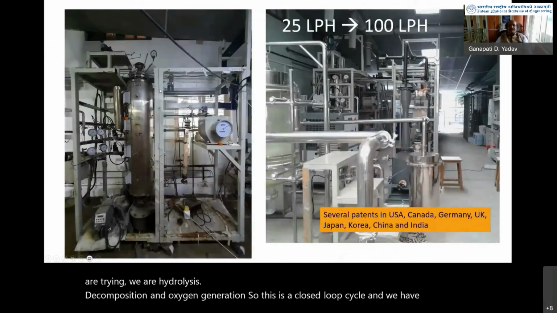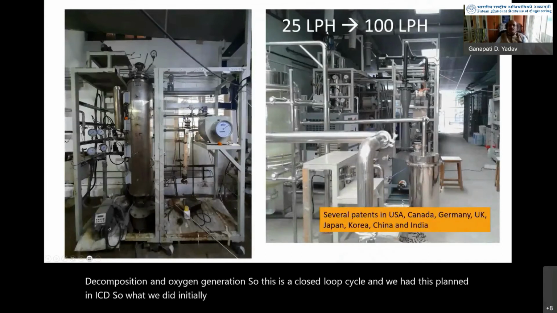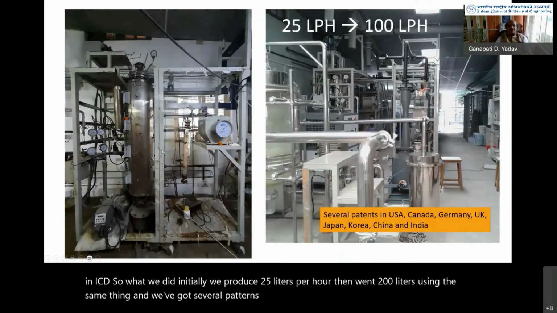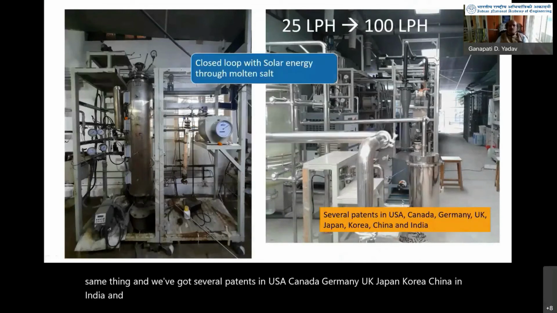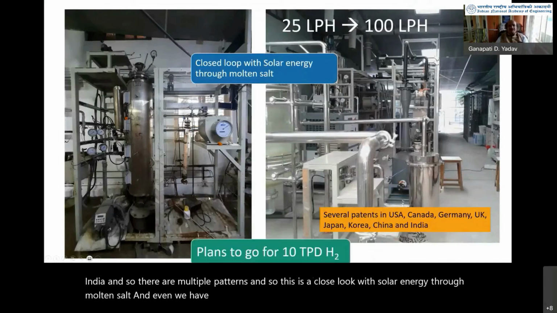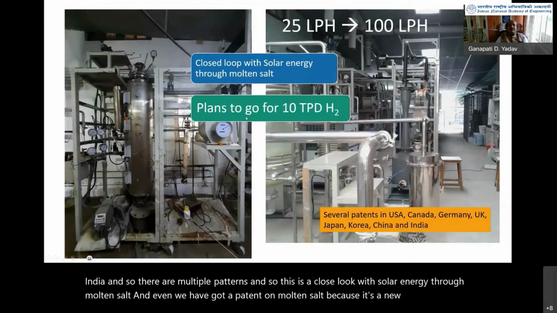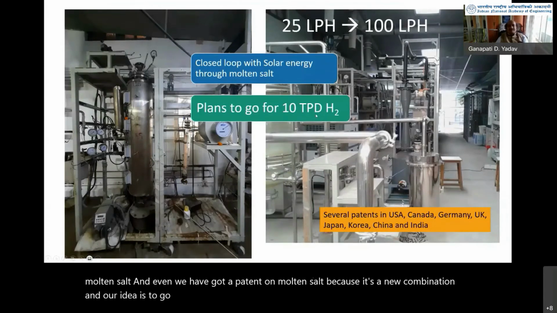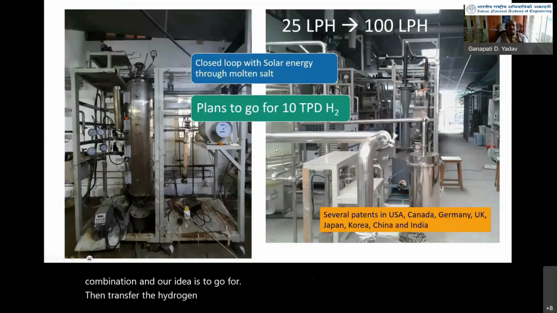So what we did initially, we produced 25 liters per hour, then went to 100 liters using the same thing. And we have got several patents in USA, Canada, Germany, UK, Japan, Korea, China, and India. So there are multiple patents. This is a closed loop with solar energy through molten salt. And we even have a patent on molten salt, because this is a new combination. Our idea is to go for 10 tons per day of hydrogen. And ONGC has kindly offered to give me some space in Goa now, not in Mumbai. So we'll soon be going over there.